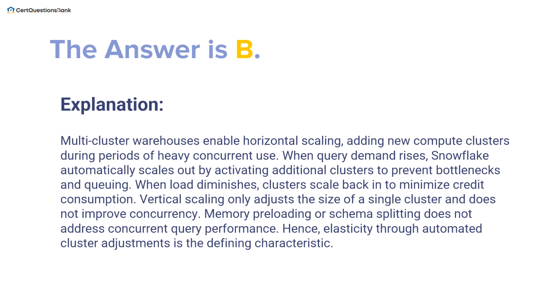Vertical scaling only adjusts the size of a single cluster and does not improve concurrency. Memory preloading or schema splitting does not address concurrent query performance. Hence, elasticity through automated cluster adjustments is the defining characteristic.